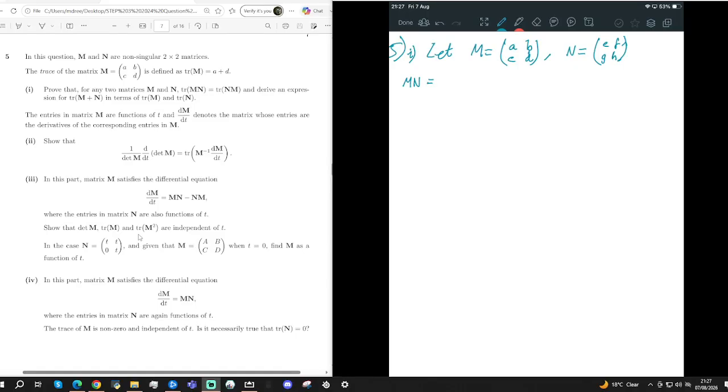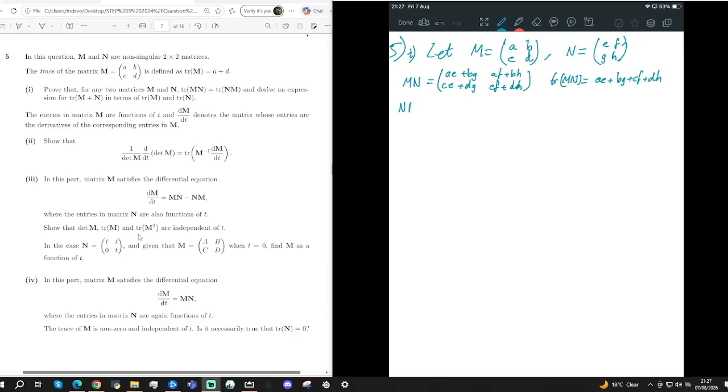So MN, this is going to be algebraically really unpleasant. So that's AE plus BG for that, AF plus BH, CE plus DG, and finally, CF plus DH. So the trace of MN is going to be the diagonal, AE plus BG, and CF plus DH.